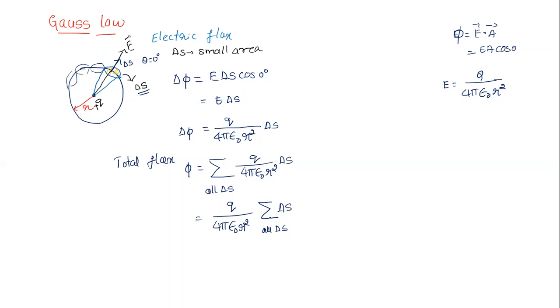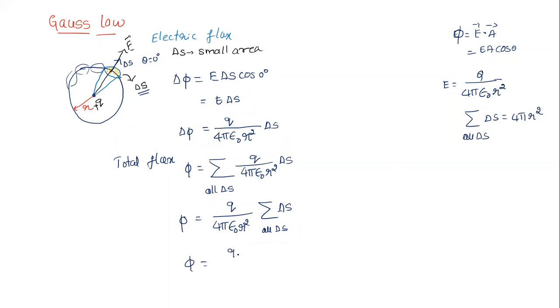Delta S, the sum of all the delta S, is equal to the total surface area of a sphere. Now tell me, students, what is the surface area of a sphere formula? It is 4 pi r square. So I'm going to use this here. That is total flux we are going to find now.